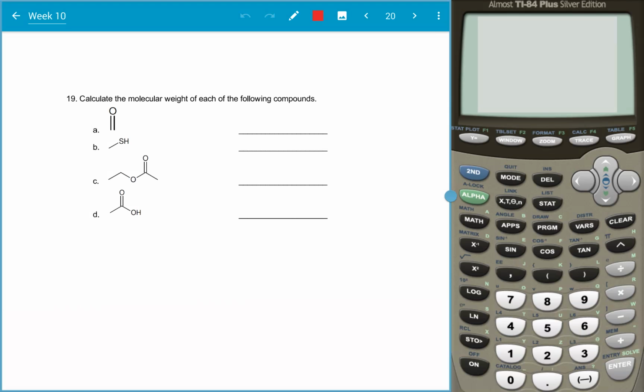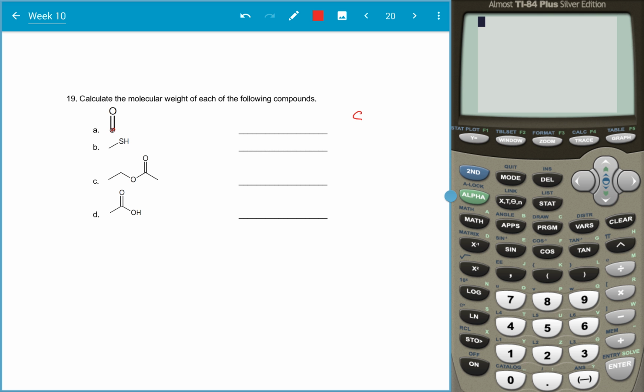Calculate the molecular weight for each of the following compounds. So I usually start off by writing out a molecular formula before I calculate molecular weight. It just makes the molecular weight easier to calculate. So in this problem, I have a single carbon.